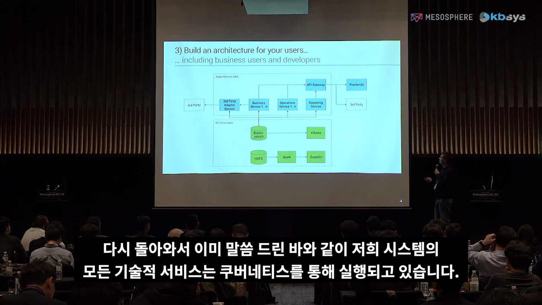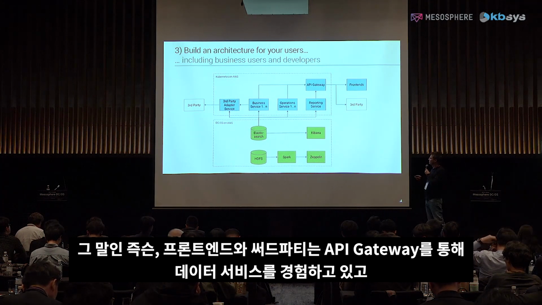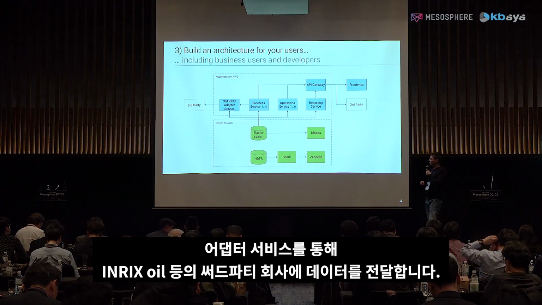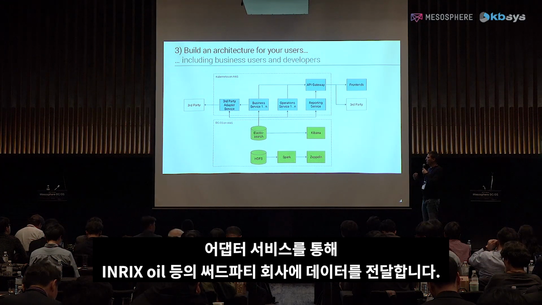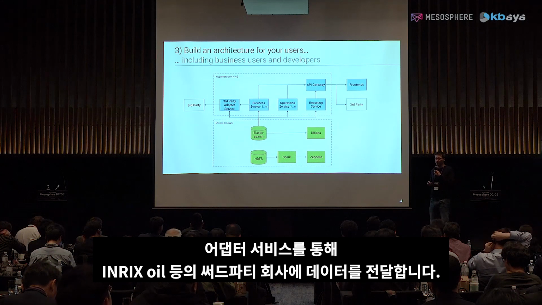So as I said before, all the functional services are running on Kubernetes. That means front ends and third parties are accessing the services through an API gateway, and we have adapter services that are forwarding data to other third parties like Inrix or similar companies.